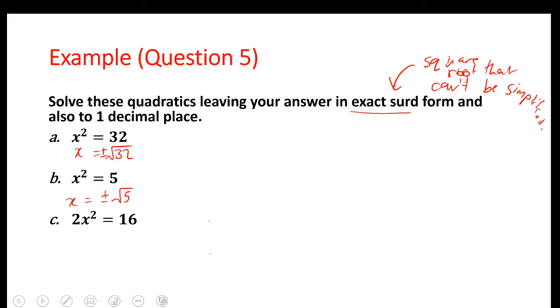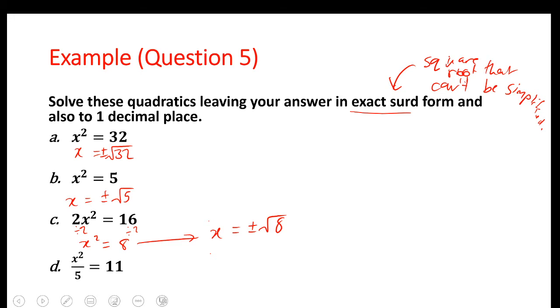2x squared is equal to 16. Okay, well, we're going to start off by dividing both sides by 2. And that leaves us with x squared is equal to 8. So if x squared is equal to 8, I take the square root of both sides, and that gives me x is equal to plus or minus the square root of 8. Okay, and again, if I put the square root of 8 in the calculator, I get 2 point, I think it's like 2.8 something. Because that's like a really long number, we don't want that. We just want to leave it like this, as a square root.